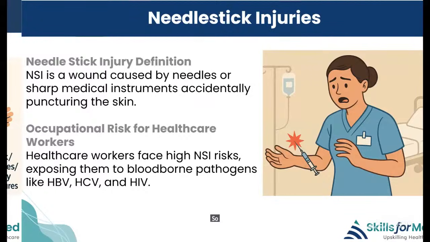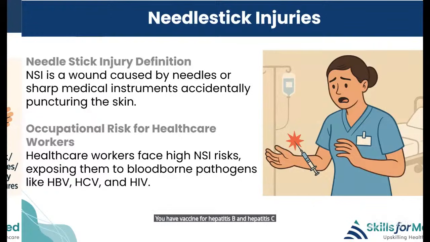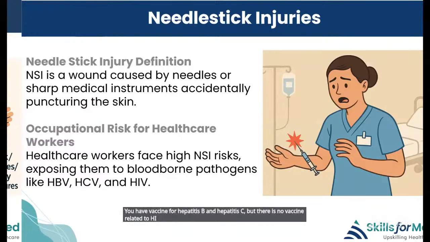The occupational risk for healthcare workers is very high, related to NSI risk. The risk is very high because it's always related to bloodborne viruses like hepatitis B, hepatitis C, and HIV. You have vaccines for hepatitis B and hepatitis C, but there is no vaccine for HIV. So it's very important that whenever you are dealing with any of the staff, you should always keep your mind open and not show negligence, so that you avoid needle stick injuries in the future.